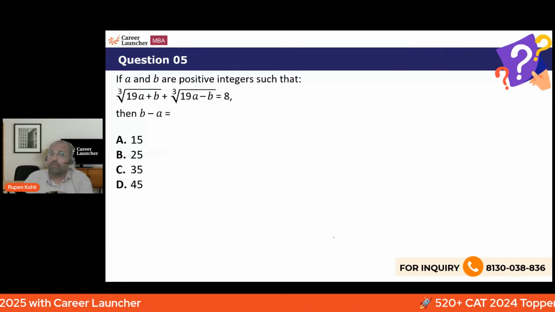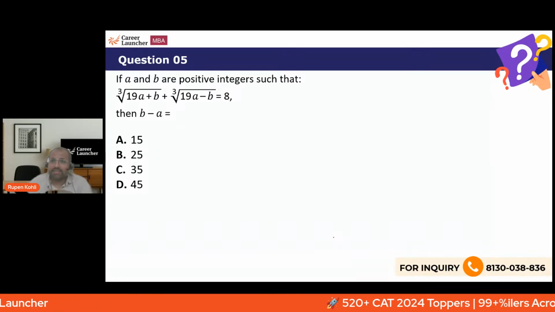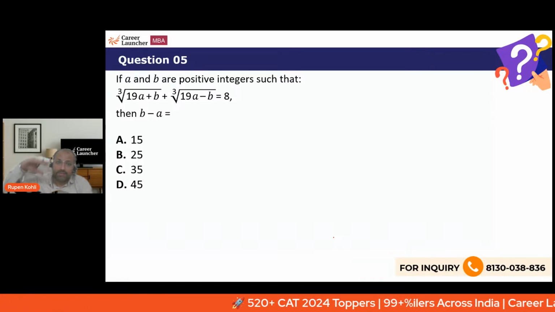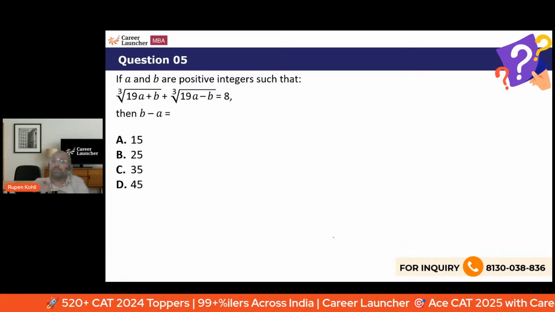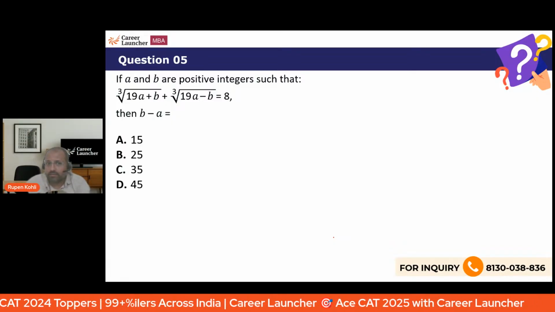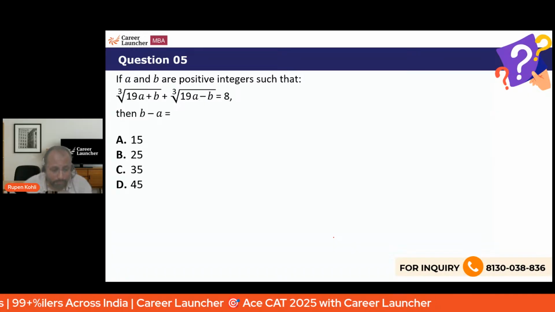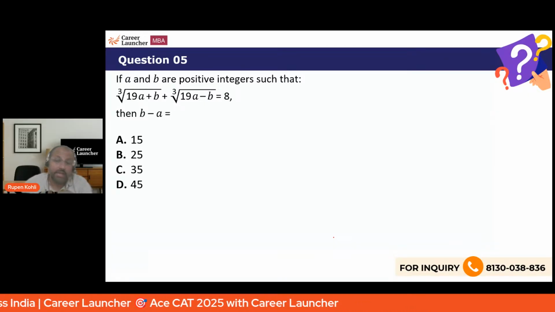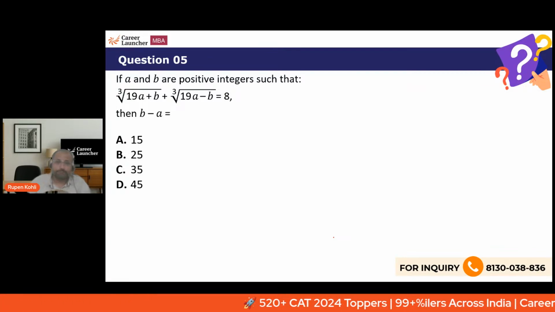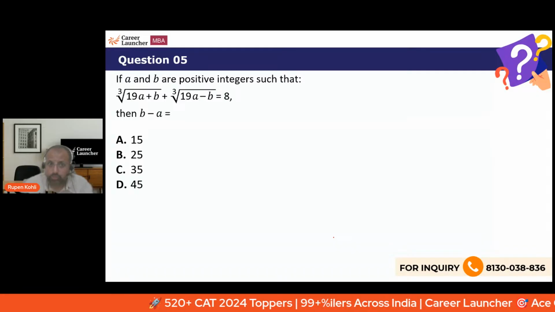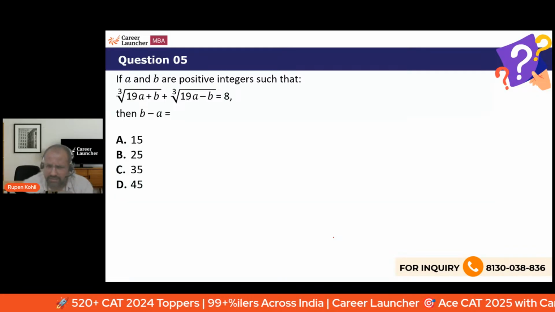The question is under the heavy weight of the constraint given at the top, which will guide the way to solve it. A and B are positive integers. A and B are not any random numbers out of thin air. A and B cannot be decimals, cannot be fractions, cannot be negatives also. They have to be positive integers only.